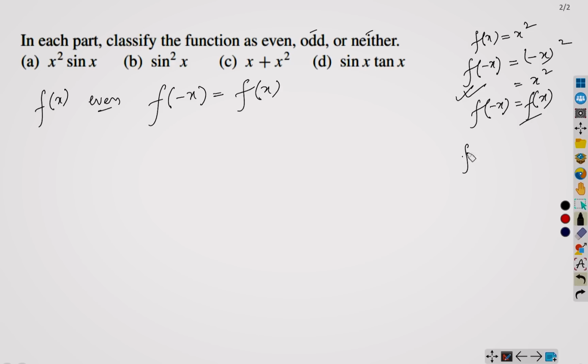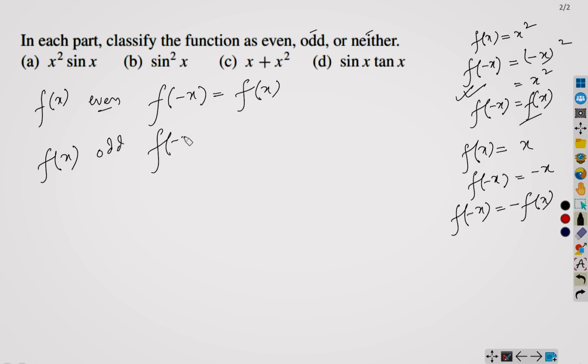Similarly, let's say f of x equals x. F of minus x equals minus of x. We obtain here this as minus of f of x. F of minus of x equals minus of f of x. Now a function of this type is called an odd function, okay? When we have f of minus of x equals minus of f of x, this type of function is known as an odd function. So f of x equals x, this is an odd function. F of x equals x squared, this is an even function.